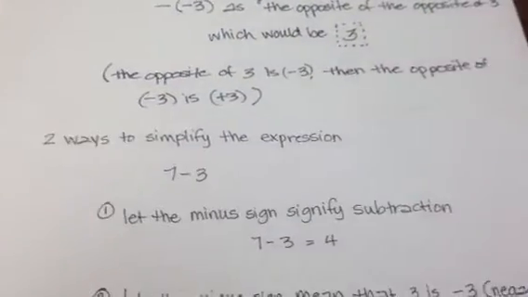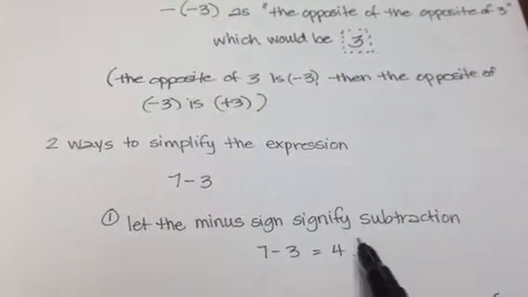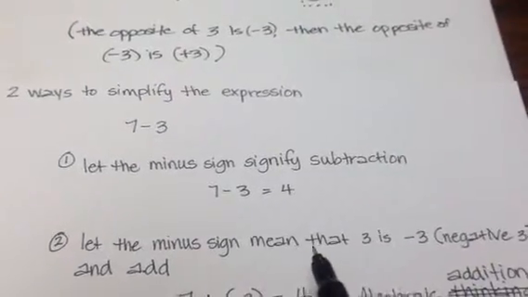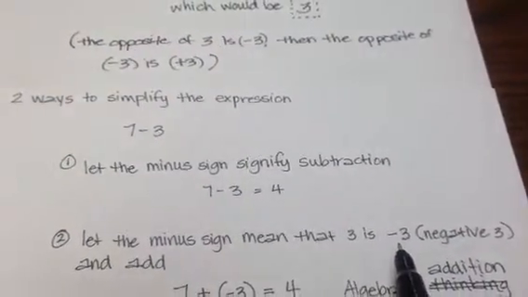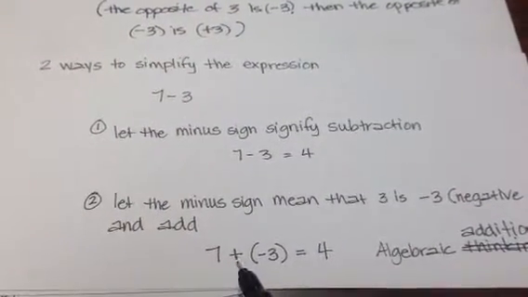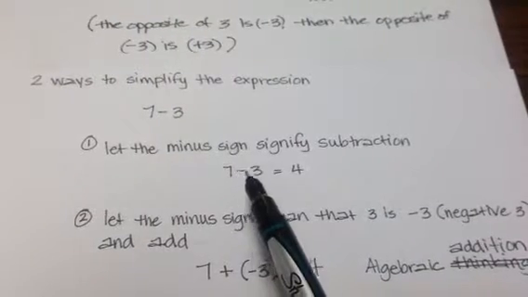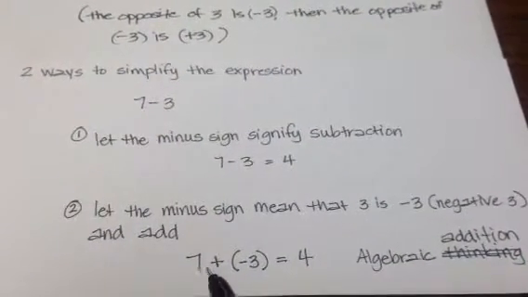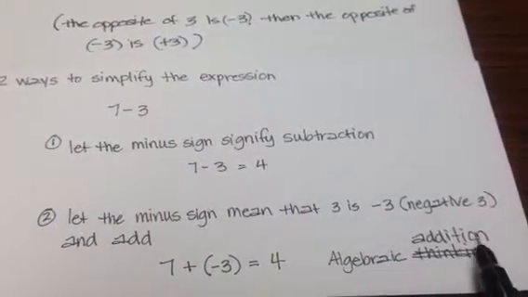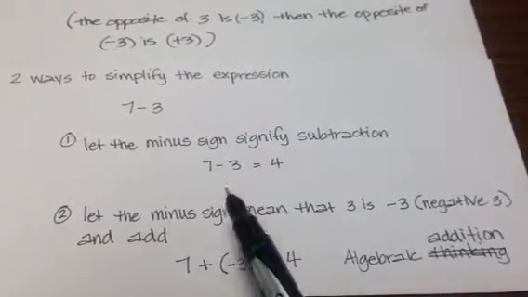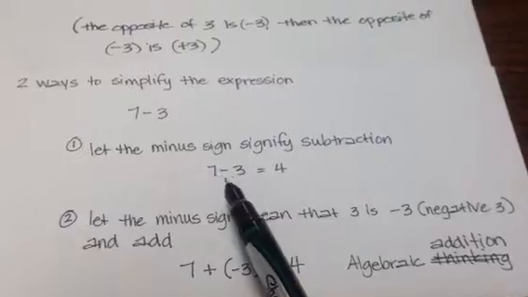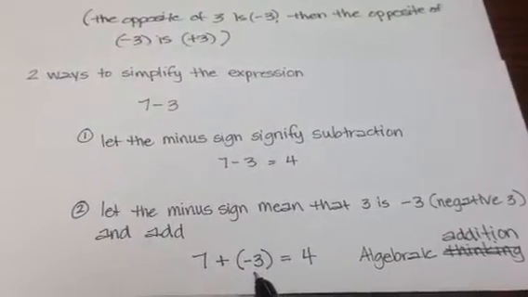Okay? Now there are 2 ways that we can simplify this, 7 minus 3. We can have the minus sign simply signify subtraction, so 7 minus 3 equals 4. Or we can let the minus sign mean that the 3 is a negative 3 and then add. So we're going to replace that with a plus sign and then include the negative with the 3. So we have 7 plus negative 3, which also equals 4. That's just algebraic addition. All right, so we're just changing that to a plus sign and including that minus or negative sign with the number. Okay?